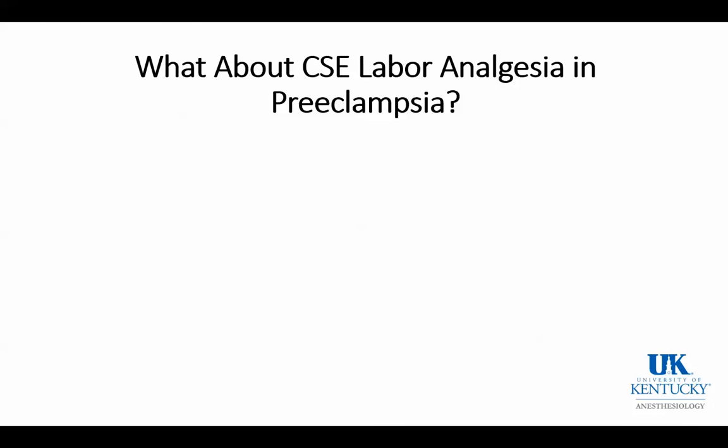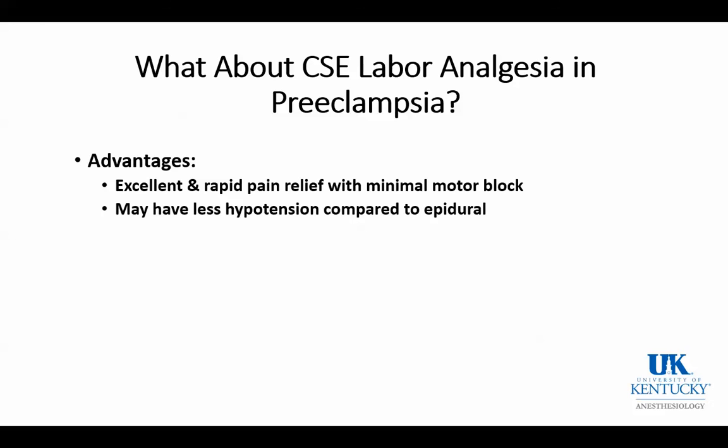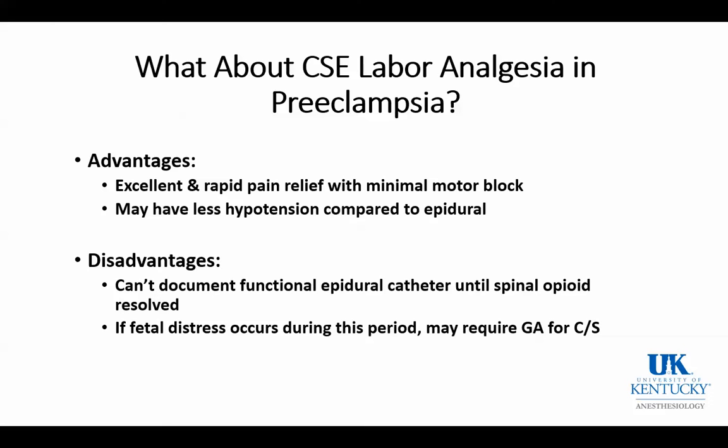What about the use of a combined spinal epidural in preeclampsia? Well, there certainly could be some advantages. As you know, you get great and rapid pain relief with minimal motor block. Because you're using predominantly opioid, you're not going to have a significant sympathectomy, so you might be less likely to cause hypotension compared to an epidural dose with local anesthetic.